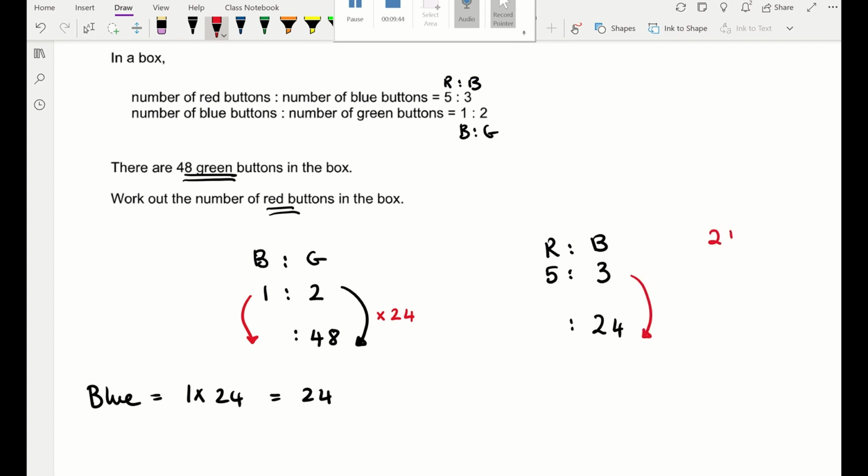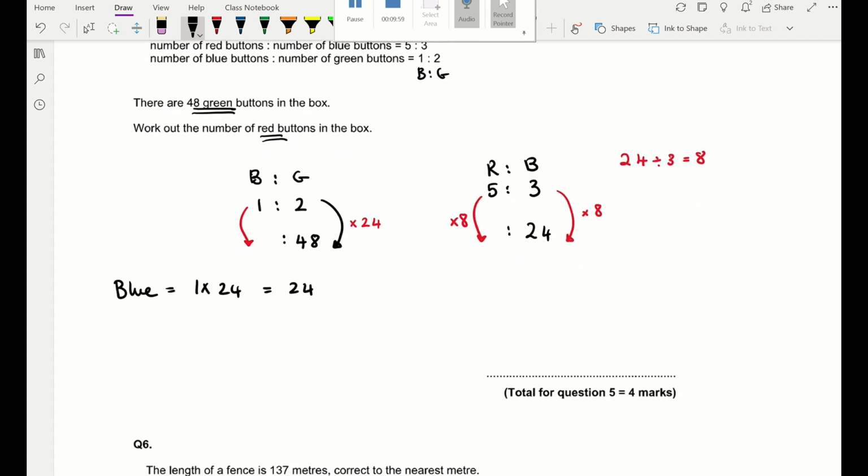Blue is 24. Well, how did I get from 3 to 24? Again, if you're not sure, you would do 24 divided by 3, which is 8. So I multiplied here by 8, which means I multiply this by 8. 5 times 8 is 40. So I have 40 red buttons.